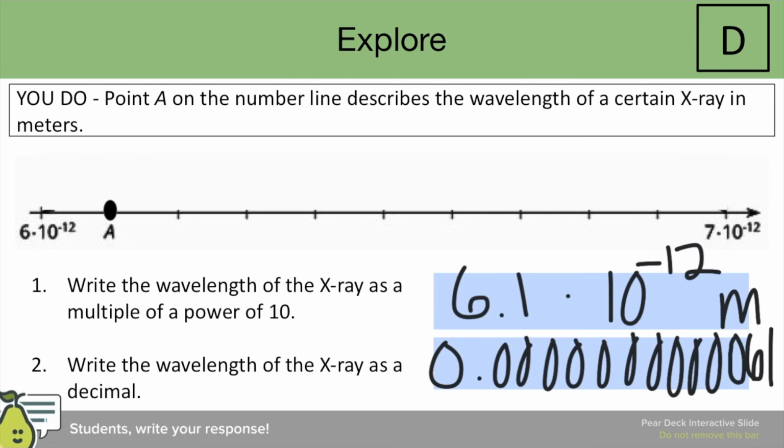So for this question, students might want to write 61 times 10 to the negative 12th power or something similar, and you want to remind students that 61 does not fit on the number line because there aren't 61 tick marks between the two ends of that number line. And ask students how many tick marks are on the number line and what reasonably would be at point A.